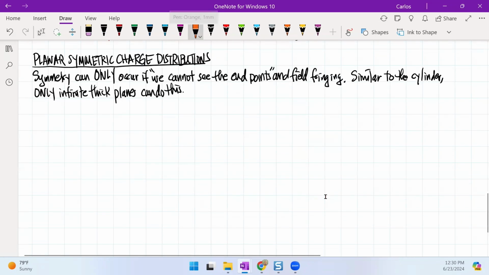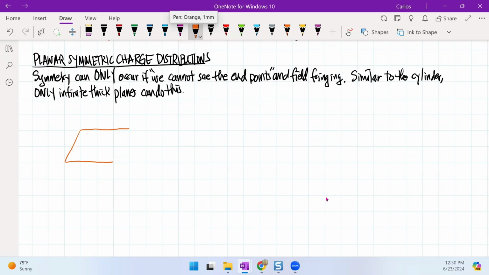So now I imagine that I have something like this. I have a shell, not a shell, but a charge distribution. And I'm looking at something like this.